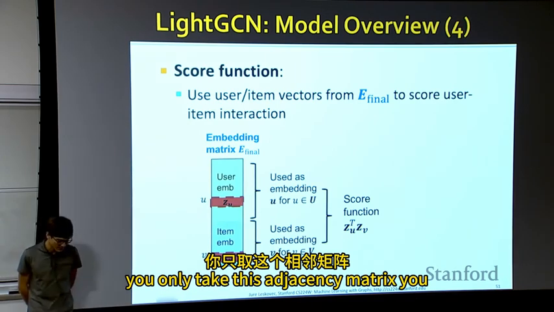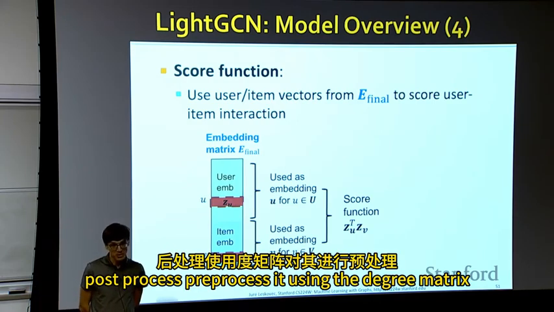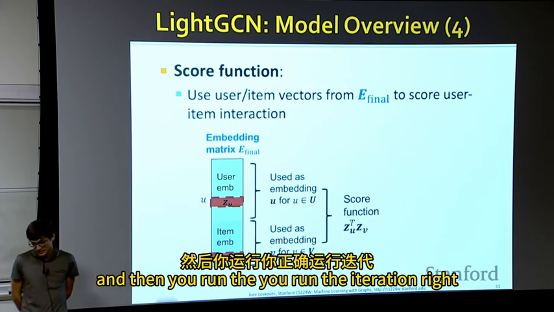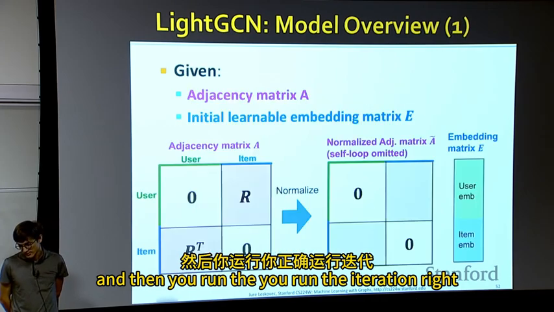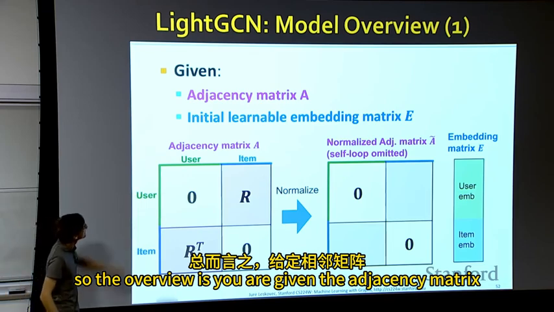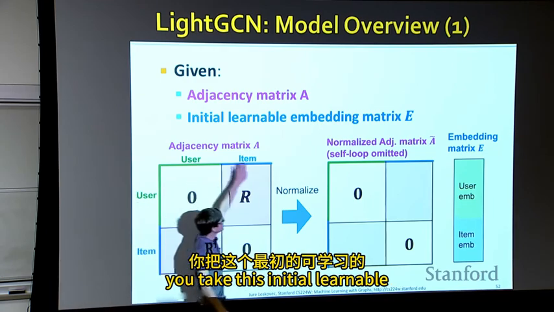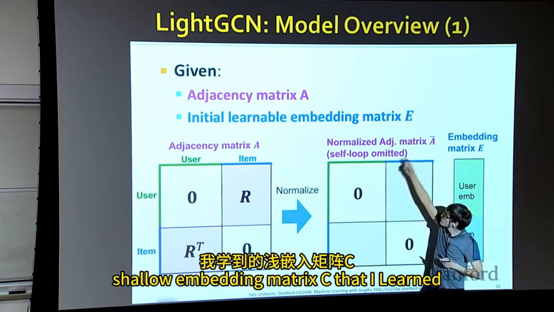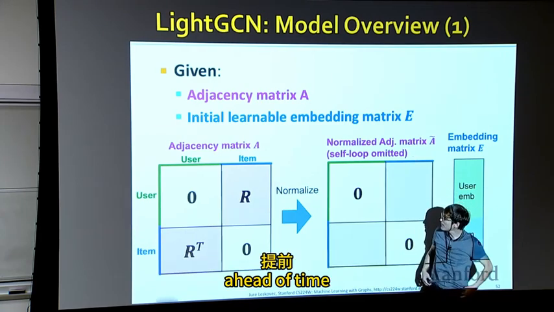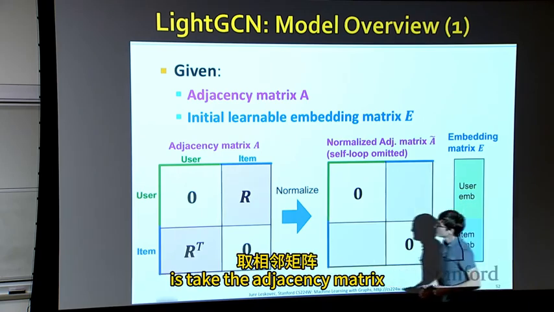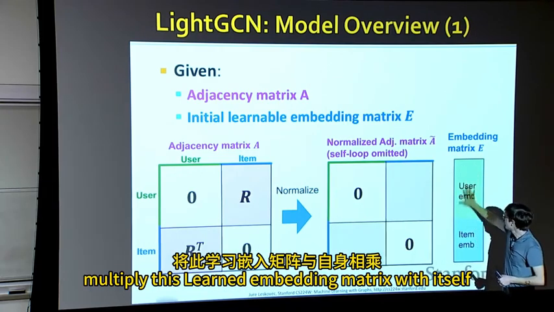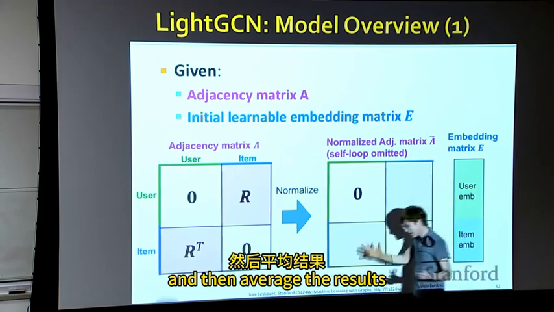You only take this adjacency matrix, you pre-process it using the degree matrix, and then you run the iteration, right? So the overview is you are given the adjacency matrix. You take this initial learnable embedding matrix E, right? So I use the shallow embedding matrix E that I learn ahead of time, and then basically all I need to do is take the adjacency matrix, normalize it to this A tilde, and then multiply this learned embedding matrix with itself a couple of times, and then average the results, right?